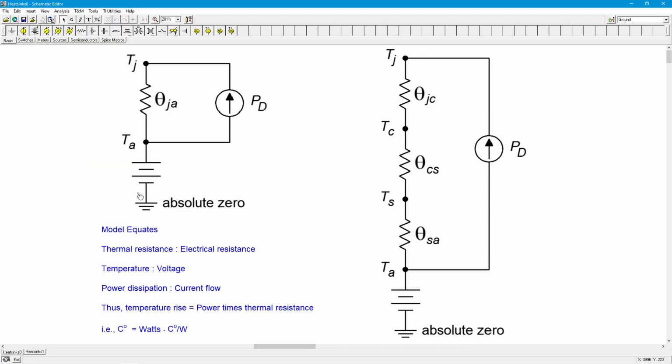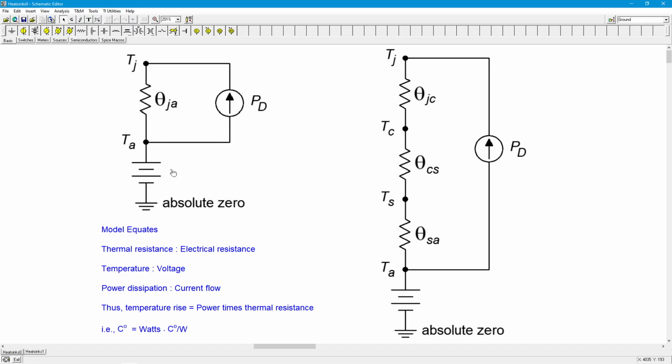So we're going to make a little analogy here. And in our analogy, thermal resistance is represented by electrical resistance. So notice theta JA, and here's my resistor symbol. Temperature is equated with voltage. So if you see a voltage, that represents a temperature. So notice I have ground, that's absolute 0.